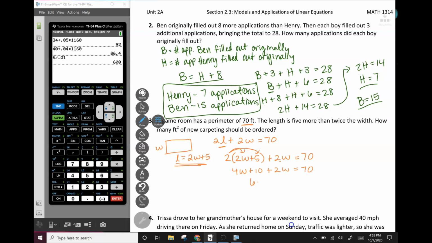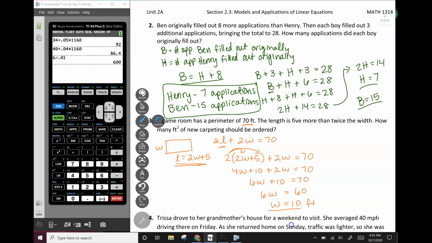Combine like terms. Subtract that 10 over. Divide by 6. Okay, so the width is 10. The units, if you look back at the problem, are feet.